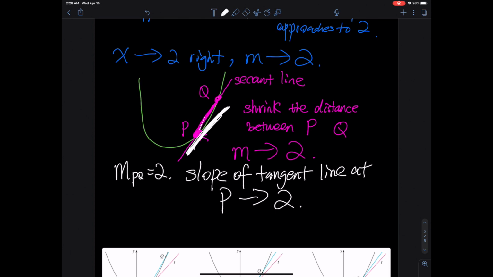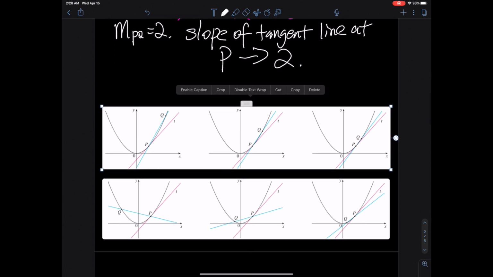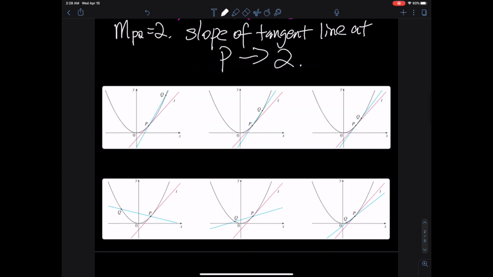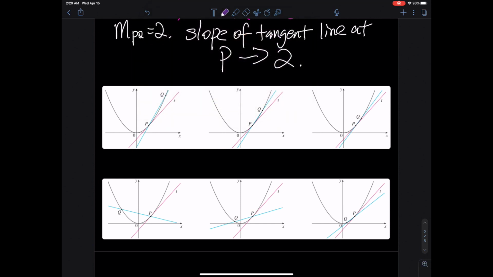Okay, let's take a look at the summary. I have 6 pictures. Let's take a look at this one first. What do you see here? We have a parabola. We have a tangent line, which is the red line, and a secant line, which is the blue line. So we start with the blue line, point P and point Q right here.